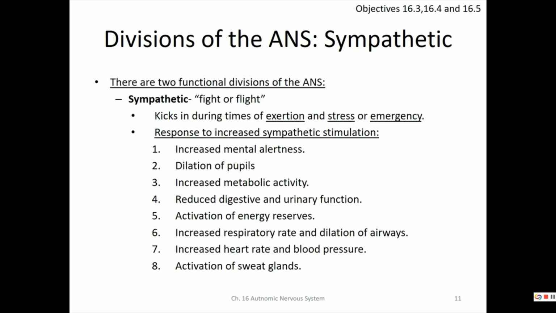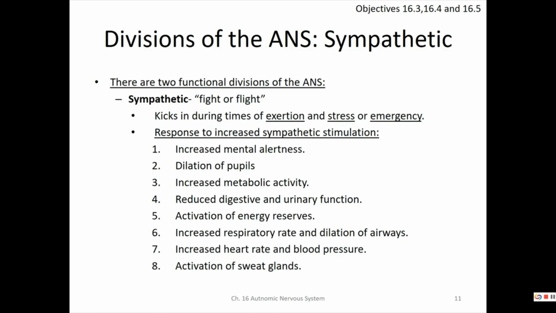Also, we activate energy reserves. What does that mean? That means breaking down fat. Sympathetic, when you start to exert your body, you're going to start to increase metabolic actions and need your energy reserves. You're going to start to break down glycogen. You're going to start to break down fat. You're going to start to try to turn other things into glucose for the body. We're going to breathe harder and dilate our airways. We're going to breathe faster, deeper, and our airways are going to open up.